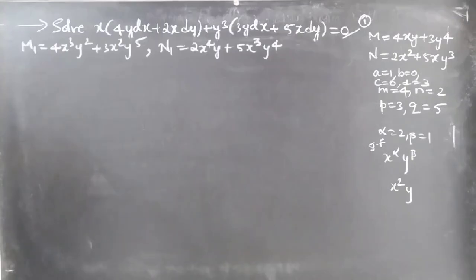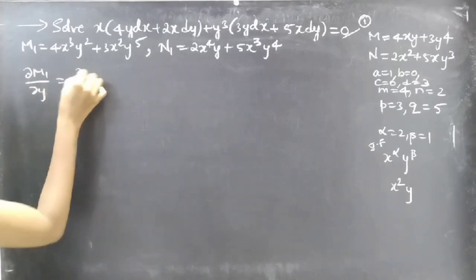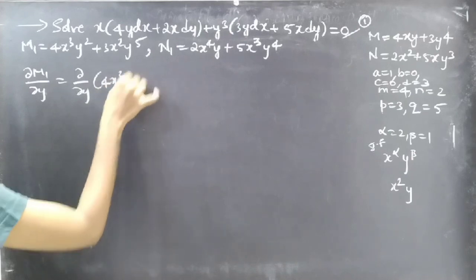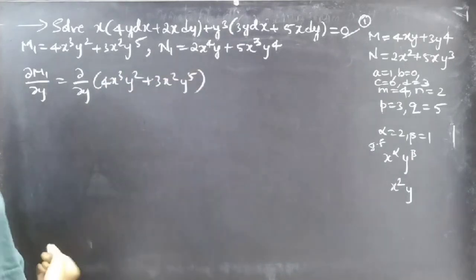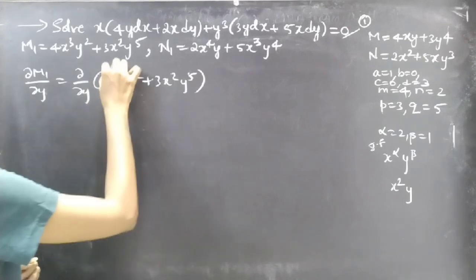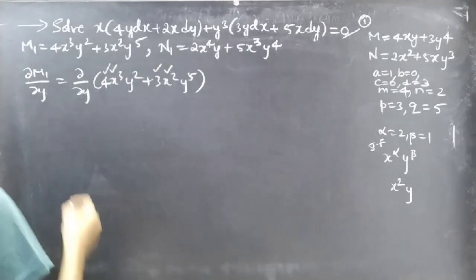Partial derivative of M1 with respect to y. We have M1 = 4x³y² + 3x²y⁵. Here we are finding the partial derivative with respect to y, so x is treated as constant. In the first term 4x³ is constant, in the second term 3x² is constant, right?